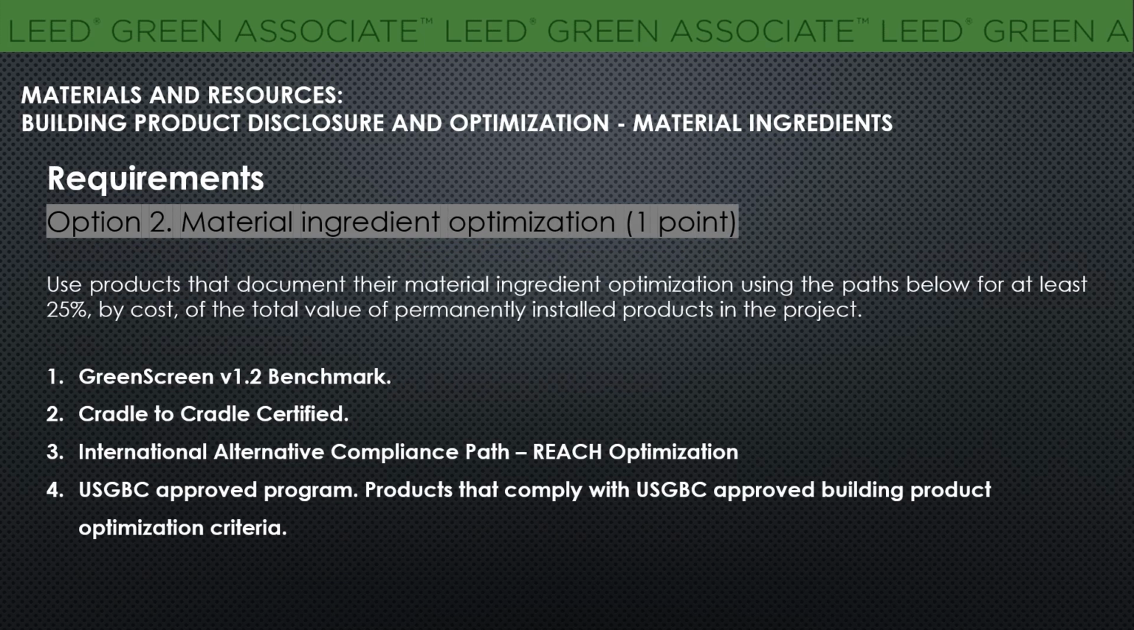Option 2 is material ingredient optimization. It also holds 1 point. For this, use products that document the material ingredient optimization using the paths below for at least 25% by cost of the total value of permanently installed products in the project. 1. Green Screen version 1.2 benchmark, 2. Cradle to Cradle certified. 3. International alternative compliance path, REACH optimization. 4. USGBC approved program. So basically the products that comply with USGBC approved building product optimization criteria.